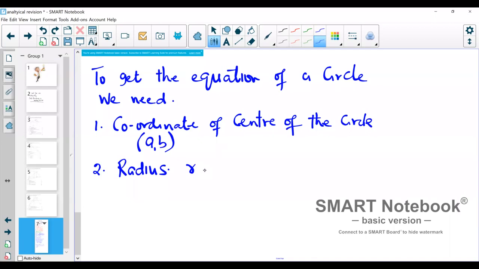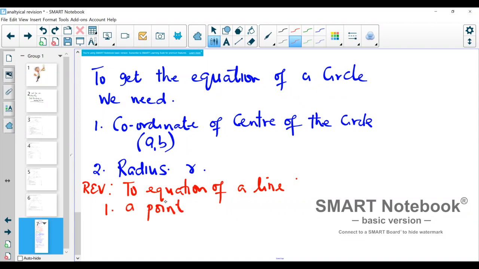Remember, just as a quick revision, to get the equation of a line, what do I need? One, I need a point. And two, I need my gradient. So if you compare the two, for a circle, you need the center and the radius. This is very simple, but quite analytic. And for the equation of a line, you need a point and a gradient.